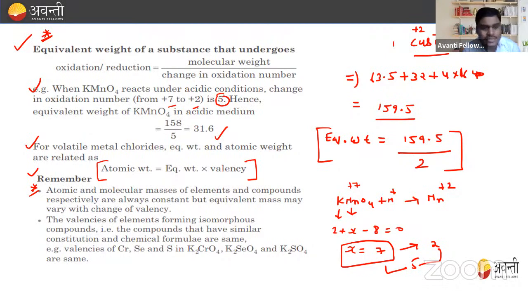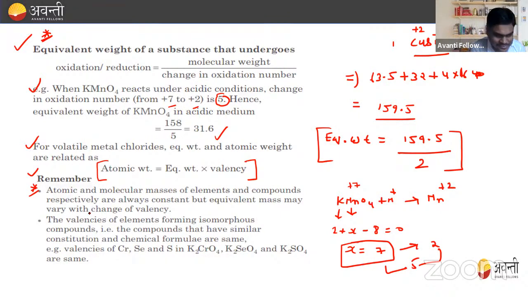So what does the first point state? That the atomic and molecular masses of elements and compounds respectively are always constant, but equivalent masses may vary with the change of valency. Yes, it will happen. For example, in some, oxidation takes place from +2 to +4, so here the change in oxidation state is 2. If somewhere oxidation changes from 2 to 7, then the total change there is 5. So the equivalent weight changes from time to time. So this is the important thing: the atomic and molecular mass of the element are always constant, but the equivalent mass may vary with the change of valency.